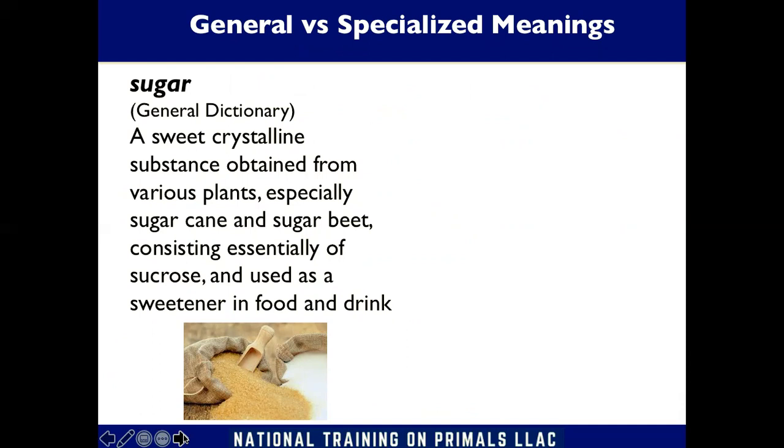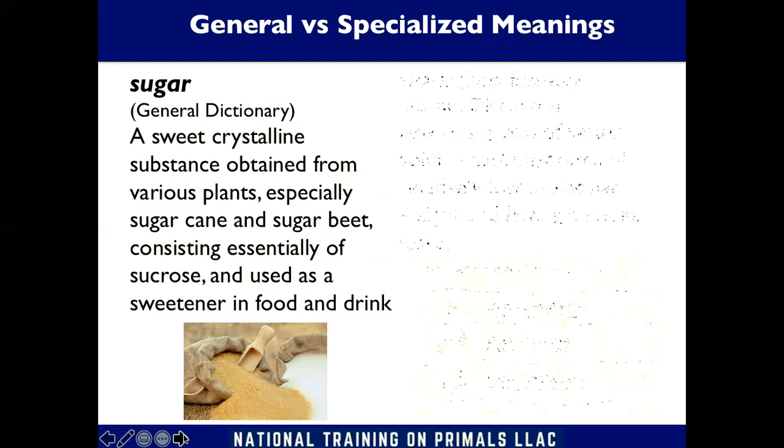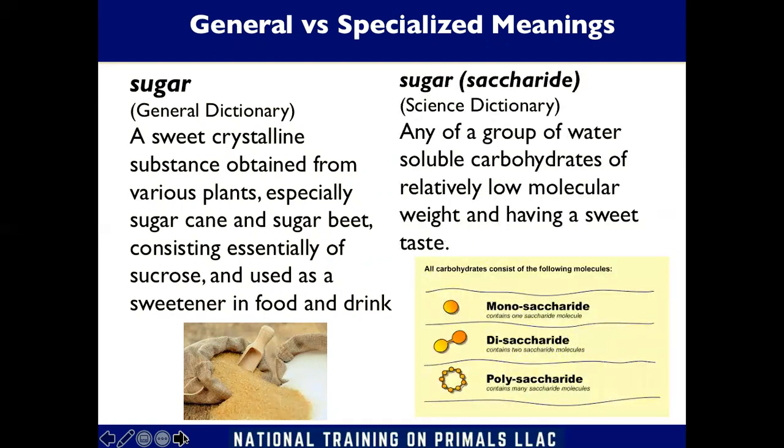In the general dictionary, sugar is a sweet crystalline substance obtained from various plants, especially sugar cane and sugar beet, consisting essentially of sucrose and used as a sweetener in food and drink. Whereas in the science dictionary, sugar is now called a saccharide, and it is defined as shown. Also, you have these different types: monosaccharides, disaccharides, and polysaccharides.